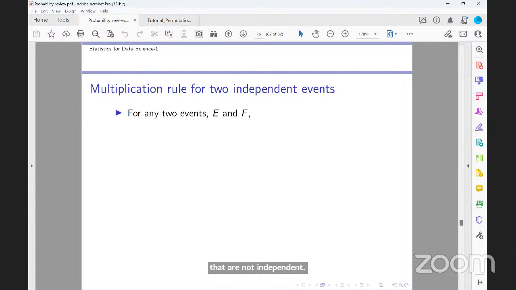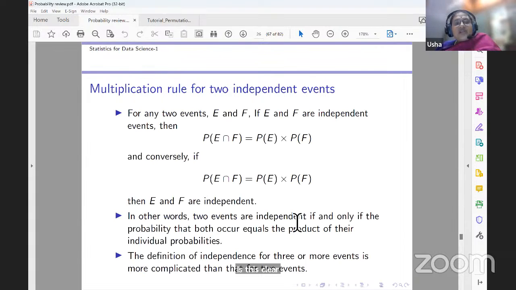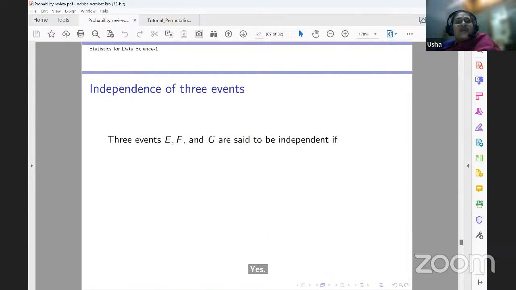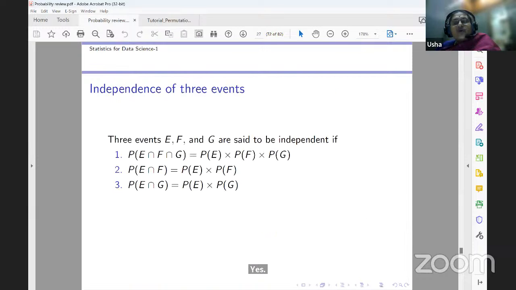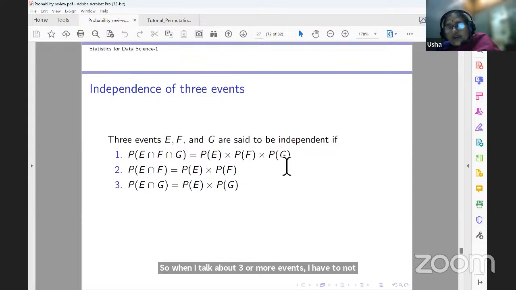So for two events, this is an if and only if condition. For three or more events, it becomes slightly more complicated. When I talk about three or more events, I have to not only have the probability of E intersection F intersection G be the product of the probabilities, I also have what I call pairwise independence.